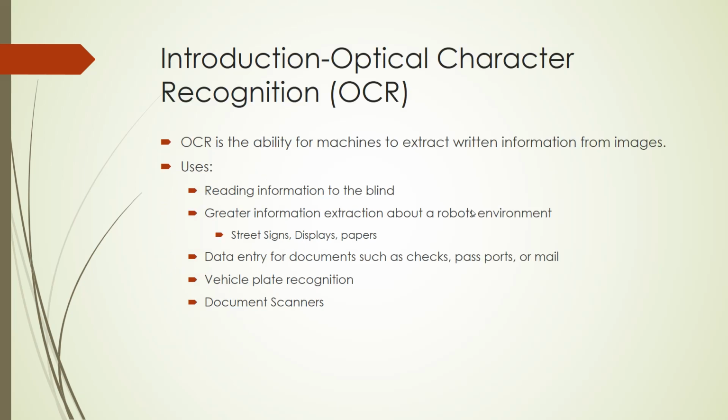So, what is optical character recognition? It's giving machines the ability to read information from images, such as characters and in particular written information. It was originally developed for creating devices to read information to the blind, but other applications have grown from this, such as helping robots perceive their environment, being able to read street signs, displays, and information on papers. It's also been used commercially for data entry.